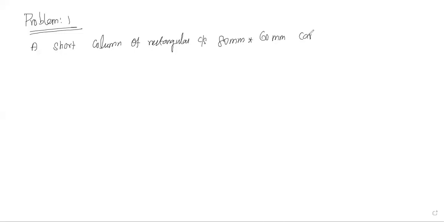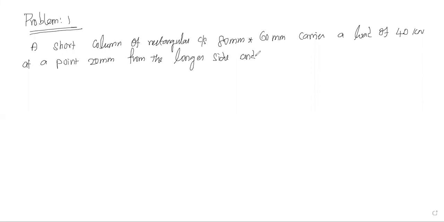First problem. A short column of rectangular cross section 80 mm by 60 mm carries a load of 40 kilonewton at a point 20 mm from the longer side and 35 mm from the shorter side.